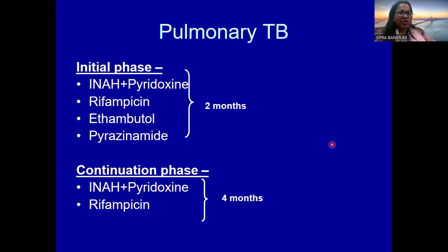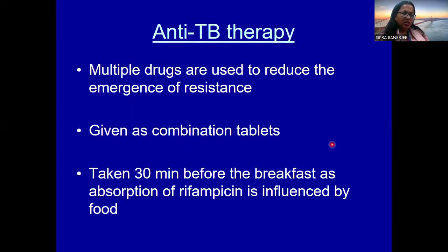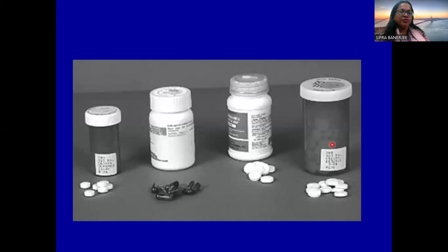In case of pulmonary TB, for the first two months, we should give isoniazid, pyridoxine, rifampicin, ethambutol, and pyrazinamide. For the continuation four months, we should give INH, pyridoxine, and rifampicin. Anti-TB therapy: multiple drugs are used to reduce the emergence of resistance, given as a combination tablet. Rifampicin should be taken 30 minutes before breakfast because food can reduce the absorption.